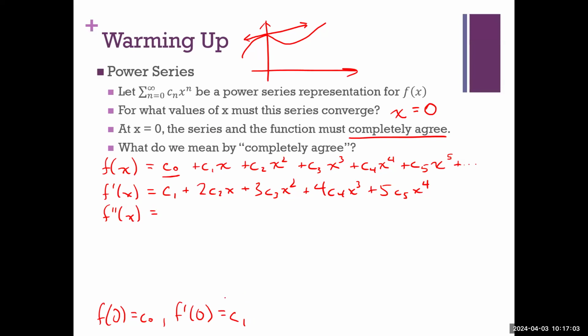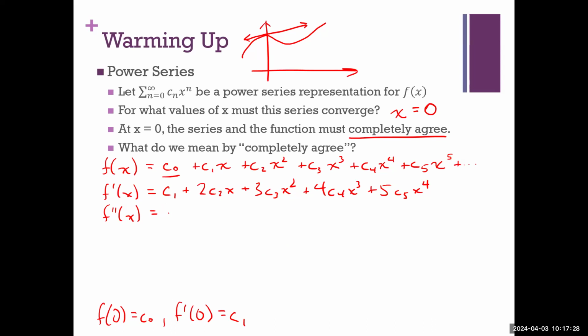So how are f and f prime related to each other? Derivative, right? If I'm saying that the function f is equal to this power series, then the derivative has to be equal to the derivative of that power series. So basically, when I plug in 0, what remains? c1. So let's do at least a couple more orders of this.